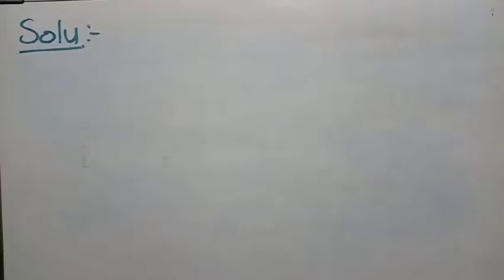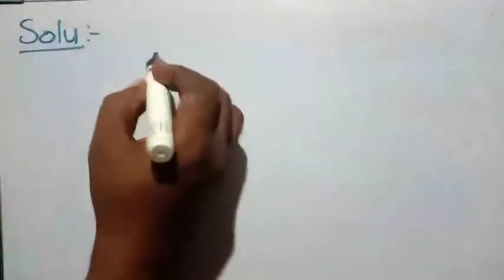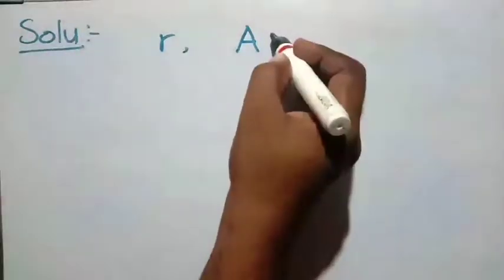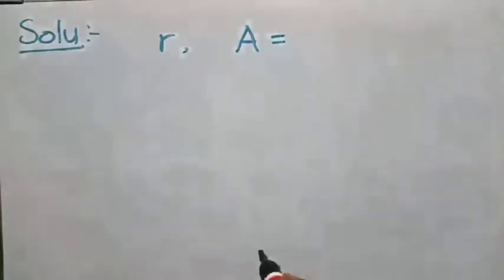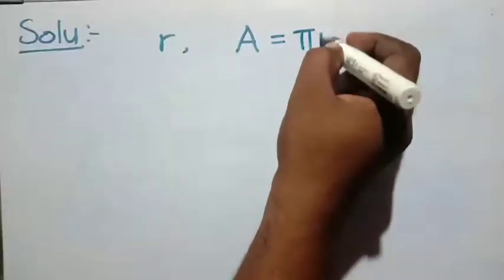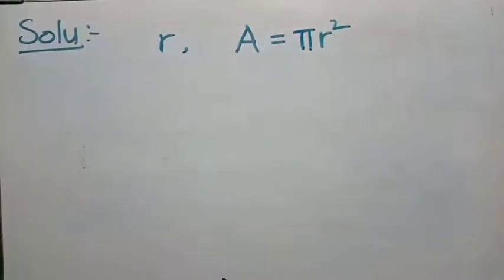So this question consists of a circle of radius r, and A is the area. So here itself you have to decide the formula for area. You know the area of a circle is pi r squared. Do you remember the area of a circle is pi r squared? If not, you have to remember all these types of formulae because they are very useful in rate of change.